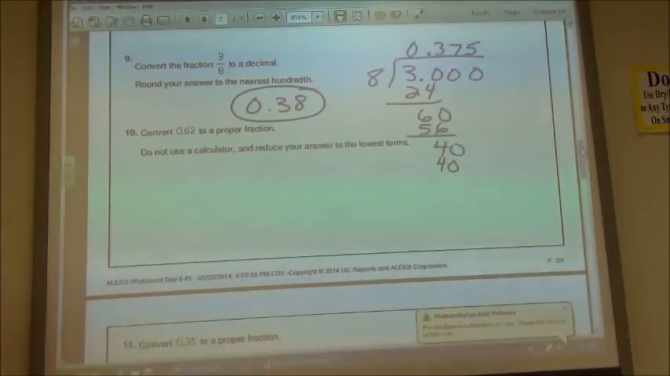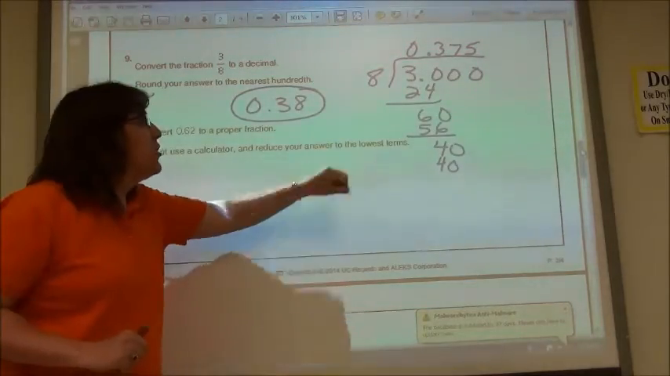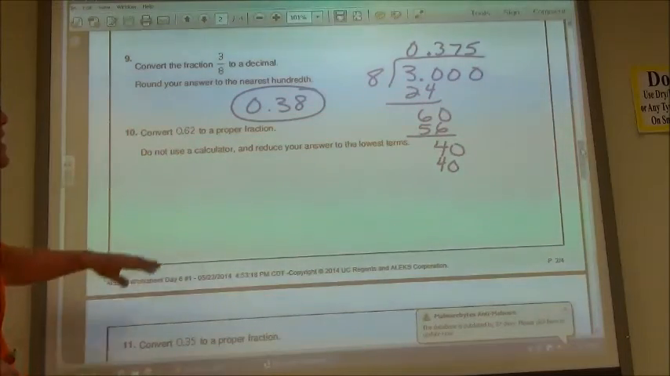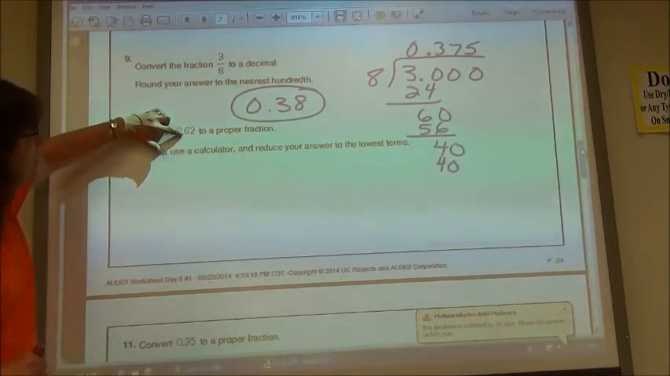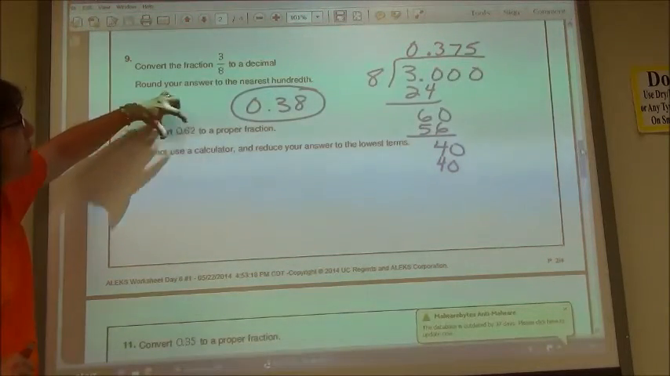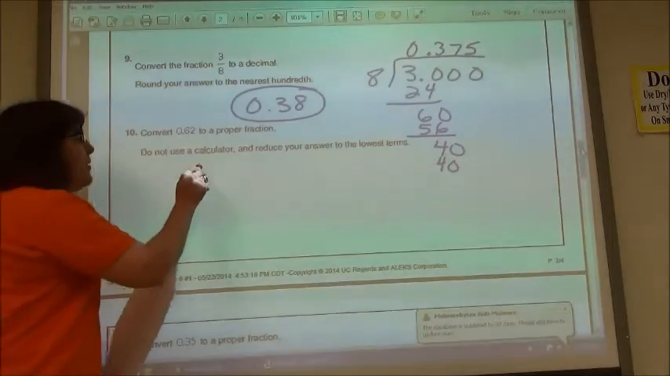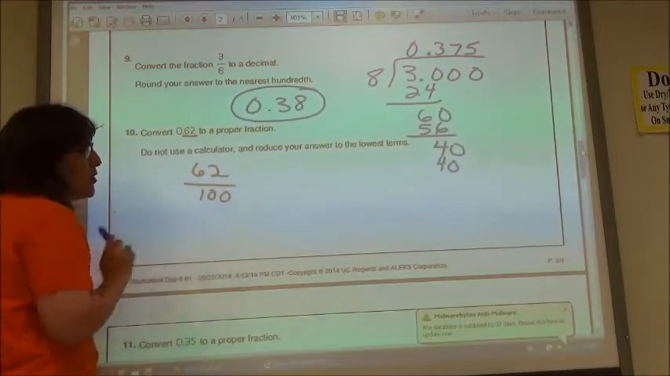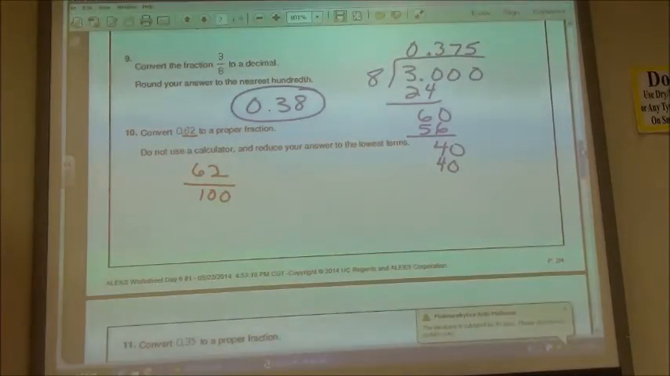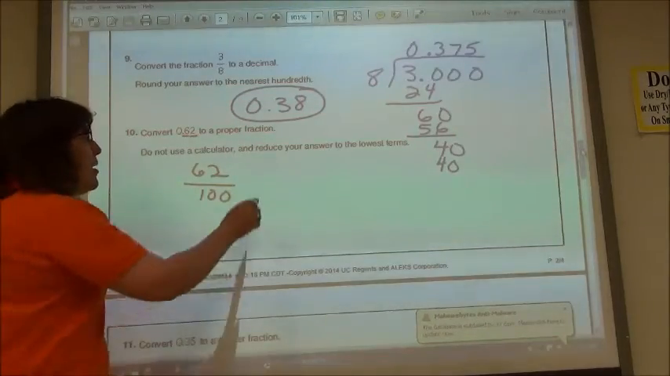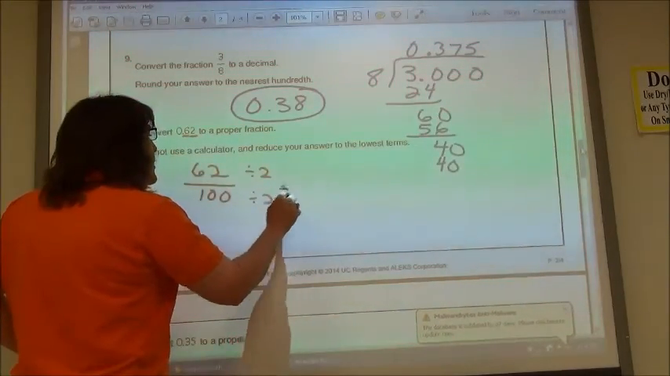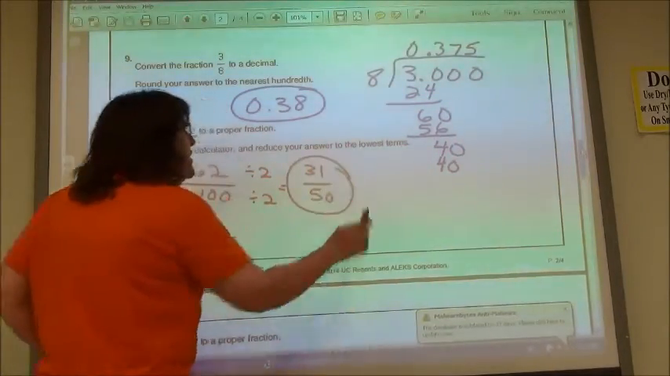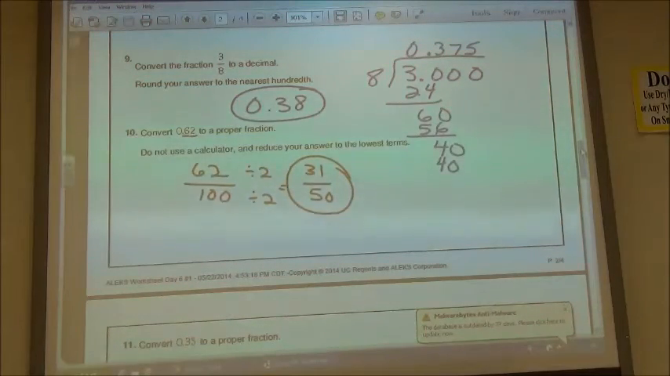Number 10, 11, 12, convert to a proper fraction, reduce your answer to lowest terms. The correct way to read this is by naming the place that your last digit is in. Looking at the number behind the decimal, tenths, hundredths, so 62 hundredths. I'm going to put 62 over 100. Again, there's 2 places after the decimal. There's going to be 2 zeros on that number underneath there. So if I have 62 hundredths and I want to reduce it down, both of those are divisible by 2. 62 divided by 2 is 31. 100 divided by 2 is 50. Now it's in lowest terms, and I can't reduce it any farther than that.